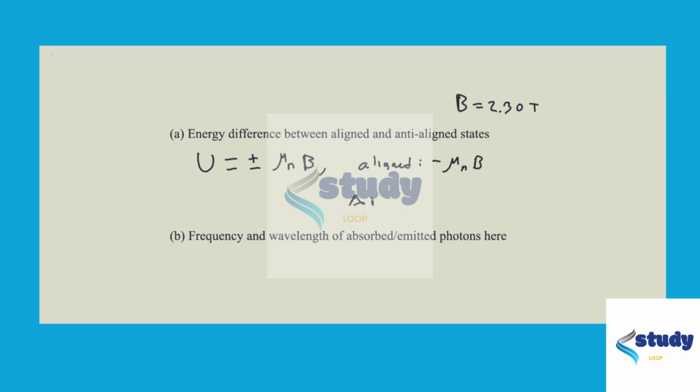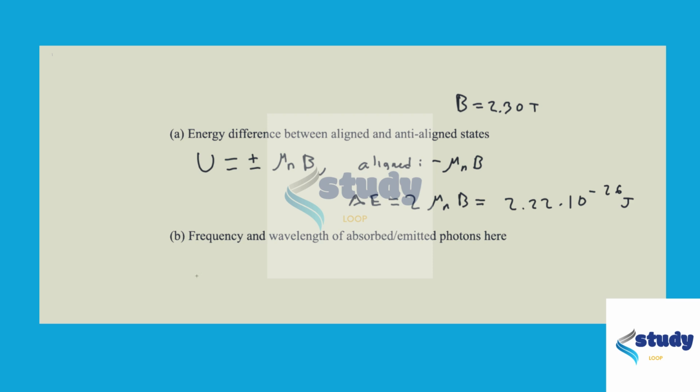The energy difference between these two states is simply the difference between the two, which is just twice mu_n B. And this comes out to be a value of 2.22 times 10 to the minus 26 joules.